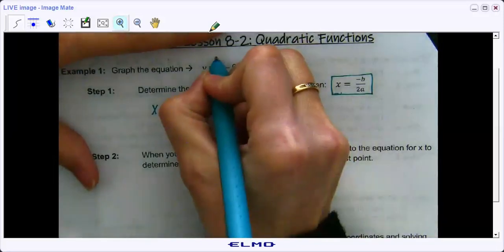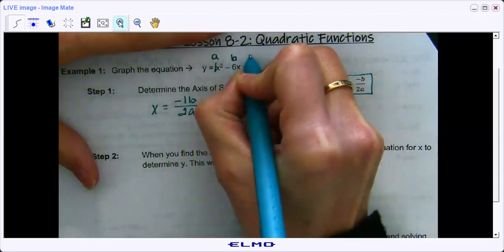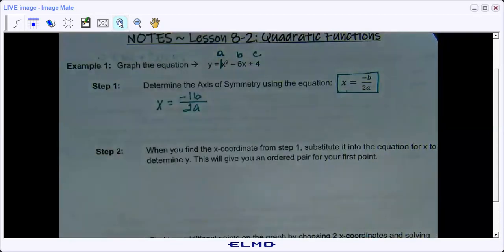The 1 represents A, the -6 represents B, and the +4 represents C. Are there any questions so far?